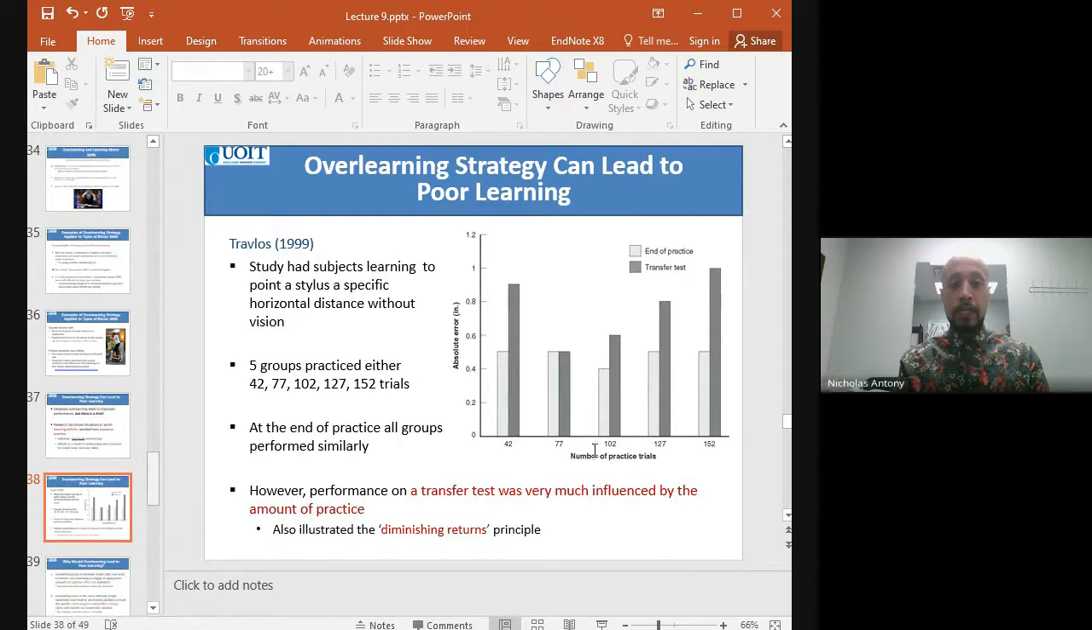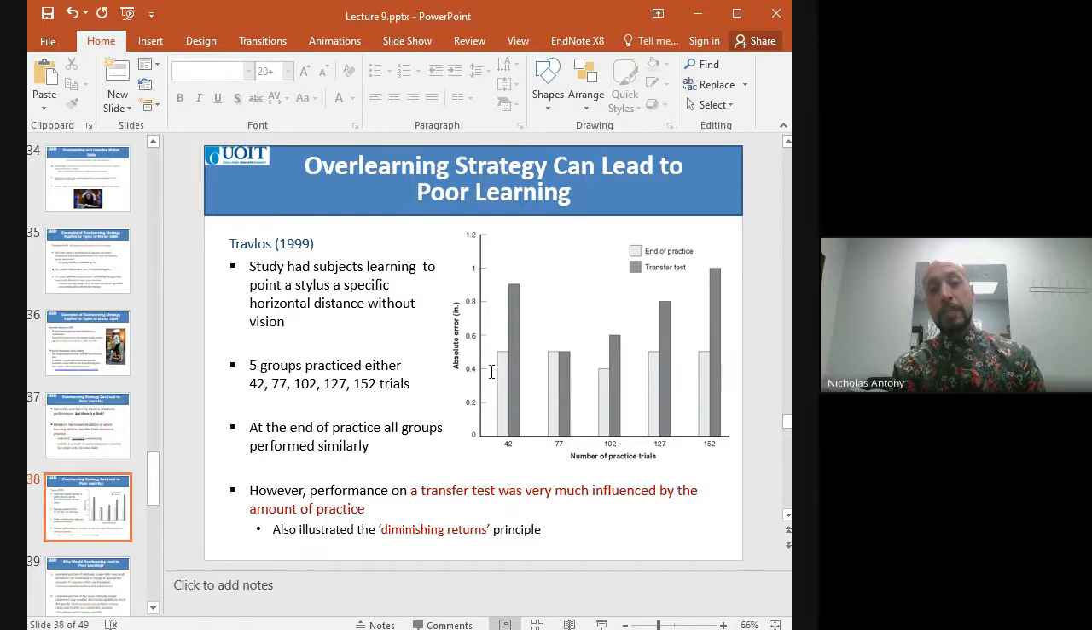Here we had a study, and this was moving a stylus a horizontal distance type of skill. And so what they did was they had the practice trials, you see here. So the number of practice trials were 42, 77, 102, 127, 152. And then they saw this diminishing returns.